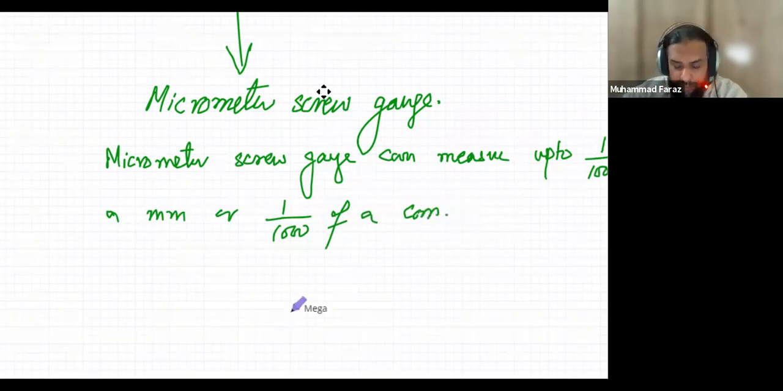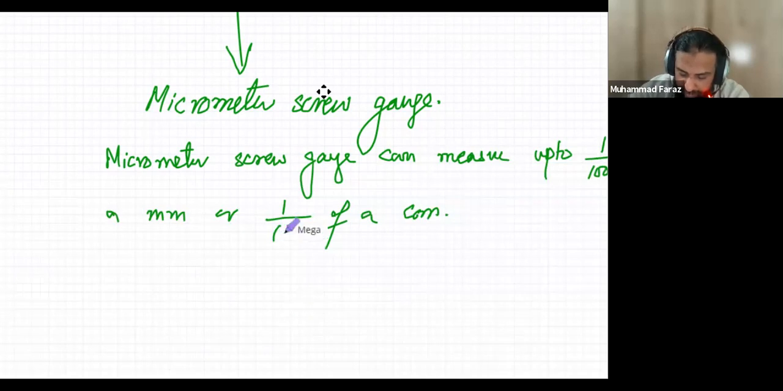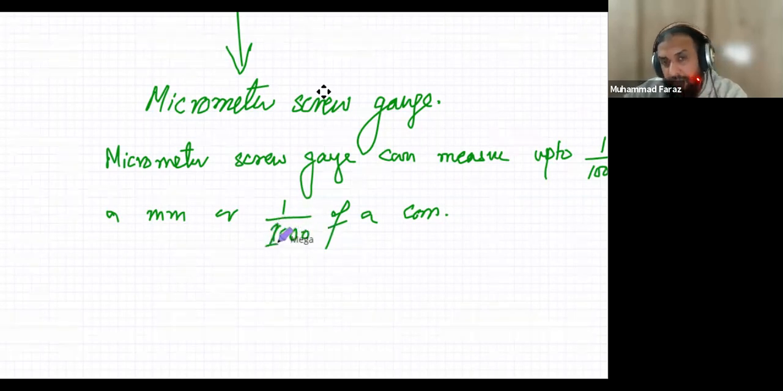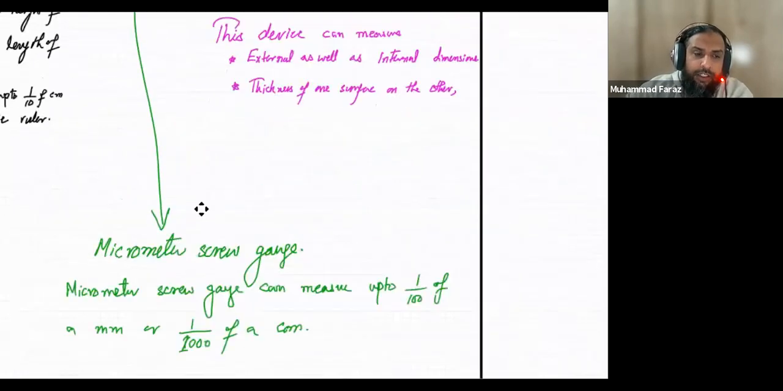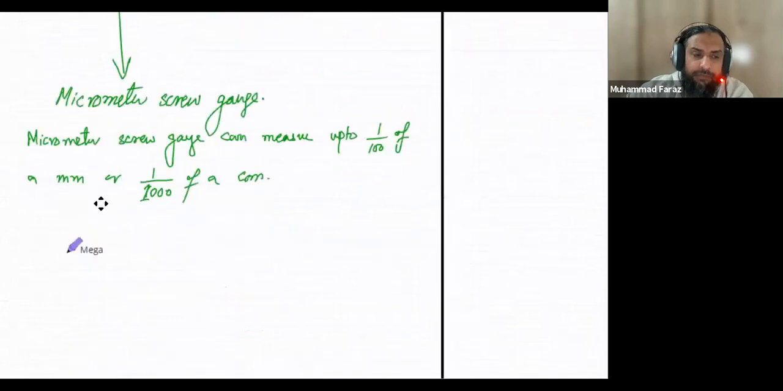So this thing can measure very small things with very high accuracy. What we have to do is put things in between the jaws, and then we close the jaws. Whatever comes in between will stop the jaws from moving closer together. Then we can measure the reading from the main scale and the circular scale. So micrometer screw gauges are best for measuring small things.